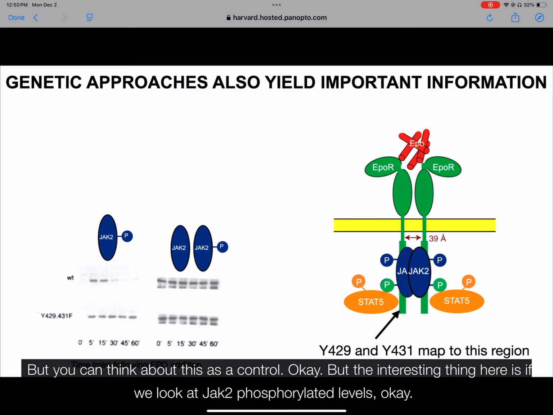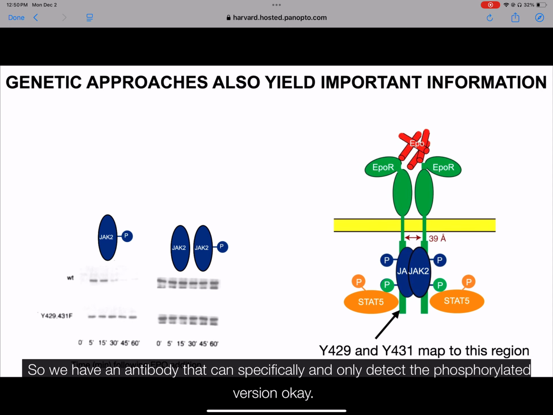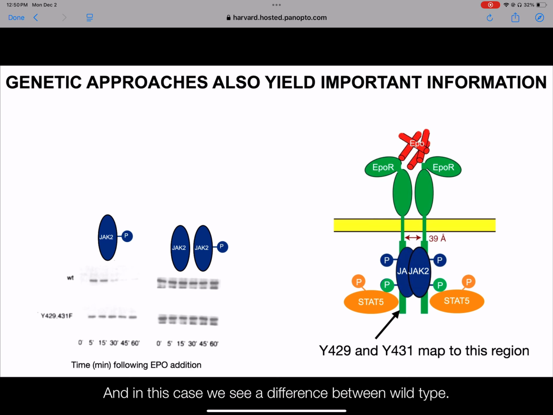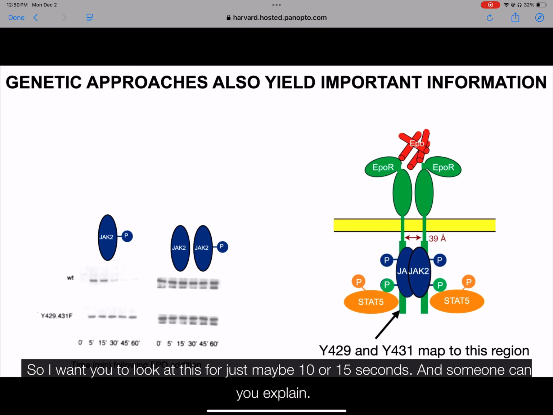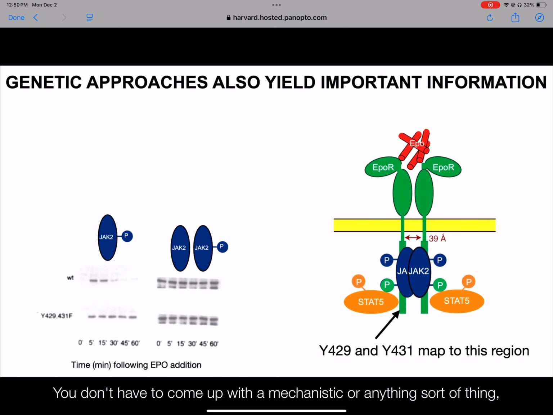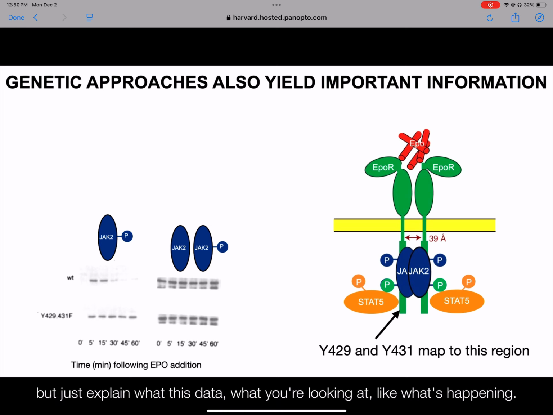But the interesting thing here is if we look at JAK2 phosphorylated levels, okay? So we have an antibody that can specifically and only detect the phosphorylated version, okay? And in this case, we see a difference between wild type, so having these as tyrosines, and changing these to phenylalanines. So I want you to look at this for just maybe 10 or 15 seconds, and someone, can you explain, you don't have to come up with a mechanistic or anything sort of thing, but just explain what this data, what you're looking at, like what's happening.